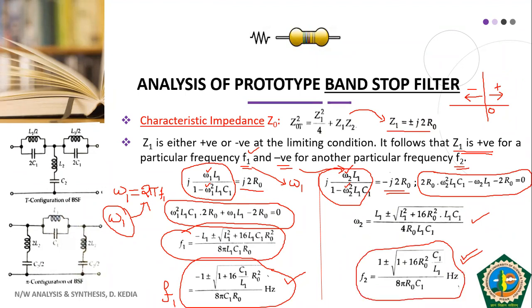So this is what we have done. We have obtained the cutoff frequencies in the form of the circuit components, or you can say the filter components, that is L1, C1, L2, C2, R0. So if you are given the filter circuit component values, you can find out the values of the cutoff frequencies, that is, at what frequency your filter will work. I hope everybody has understood this.